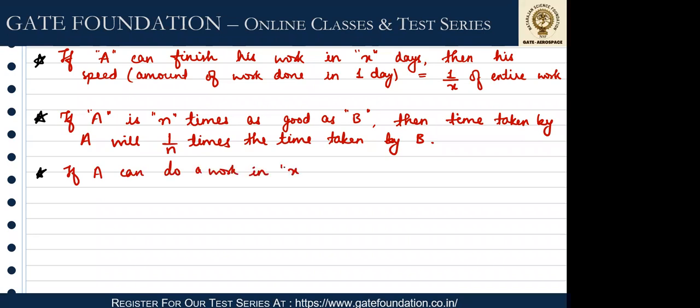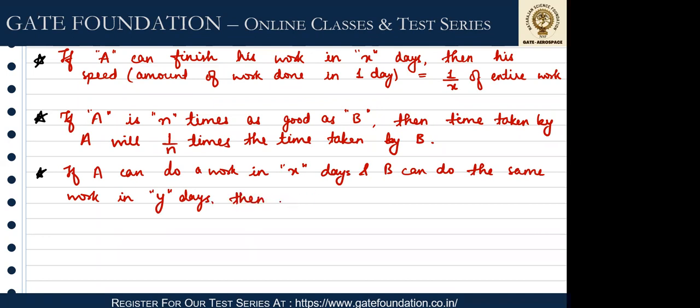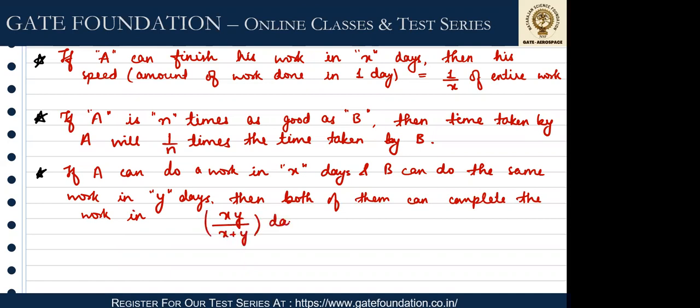in X days and B can do the same work in Y days, then अगर दोनों साथ में काम करें तो both of them can complete the work in x into y upon x plus y days.